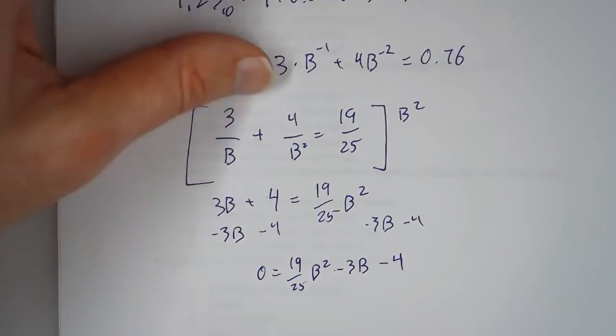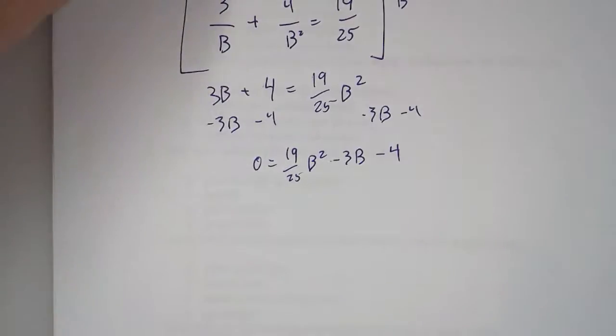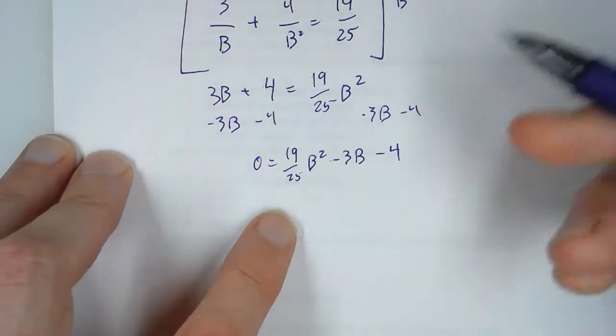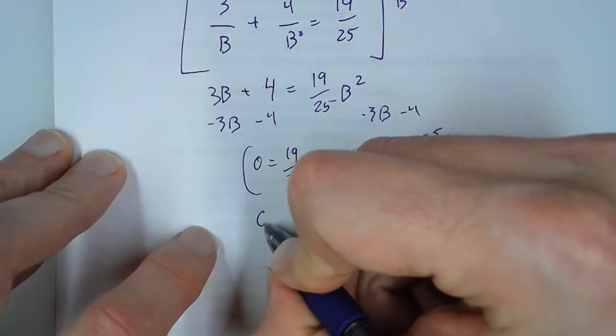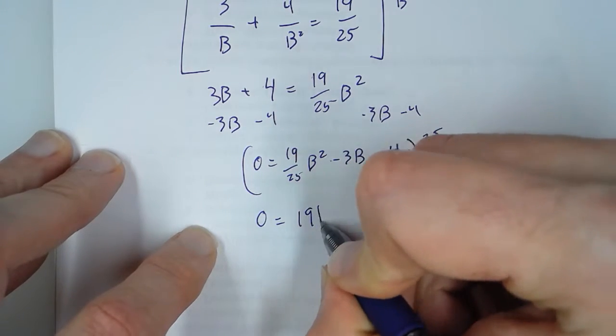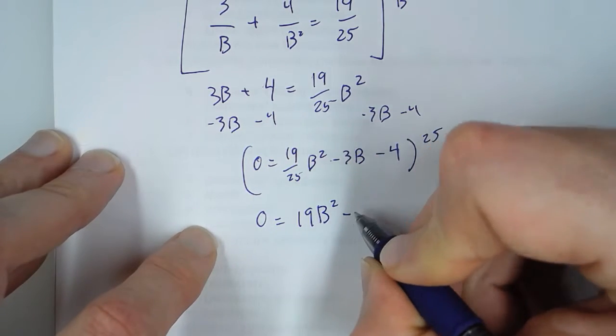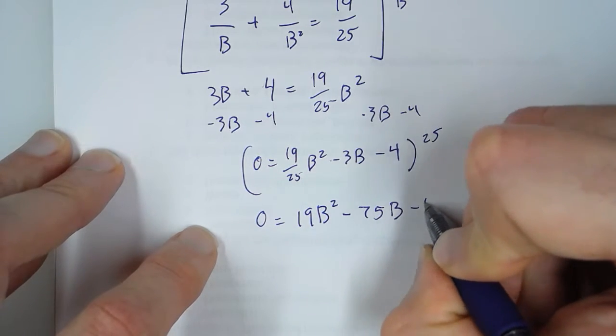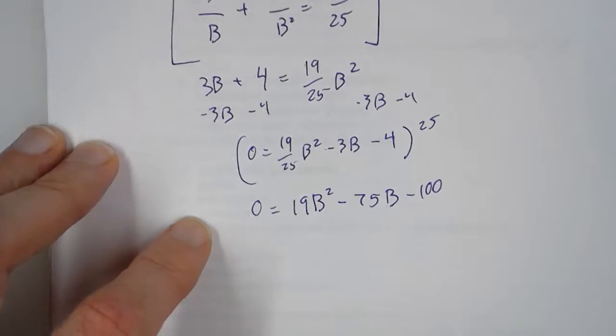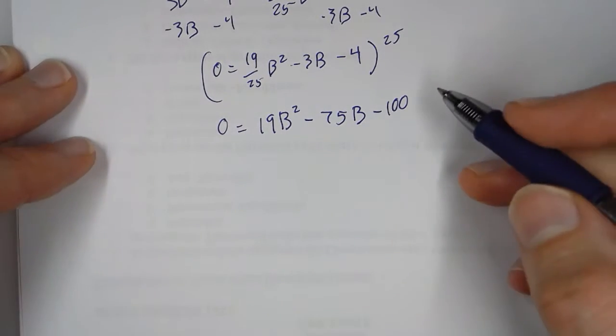And to make this easier on myself, I'm going to get rid of this fraction. So I'm going to multiply everything by 25 and clear out that denominator. So we have 19b squared minus 75b minus 100. So I have this quadratic to solve, and we'll use the quadratic formula.